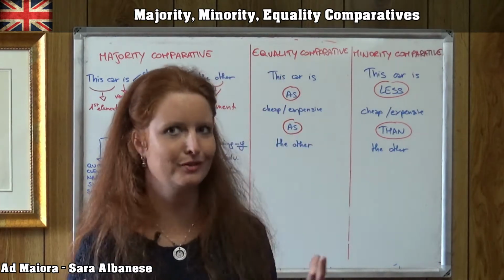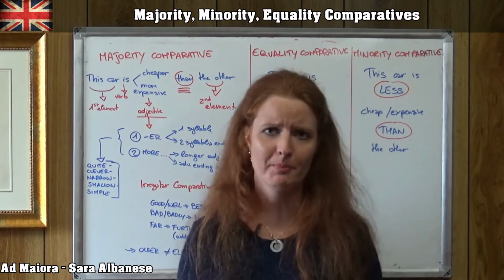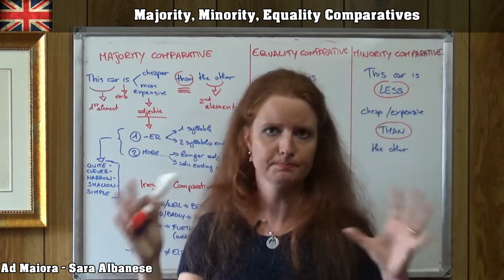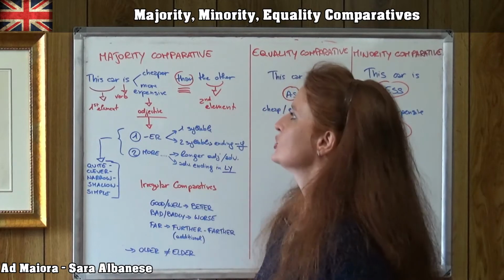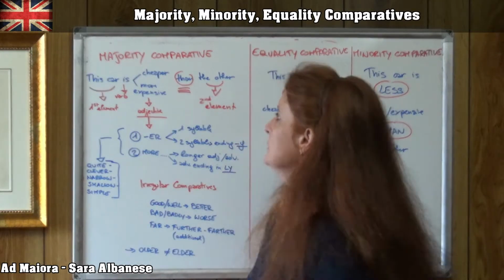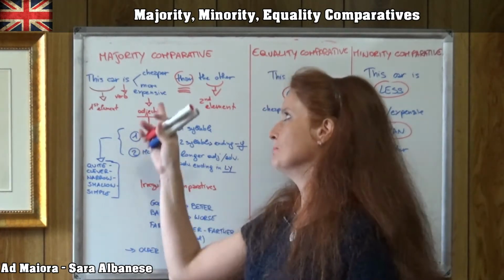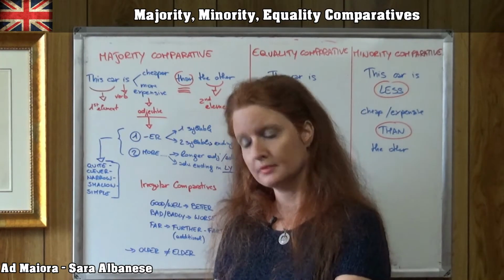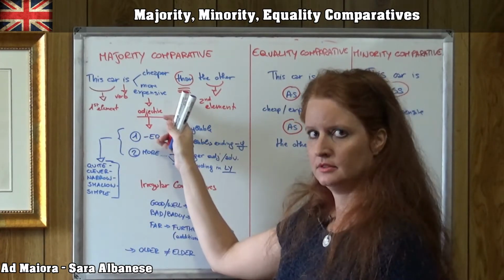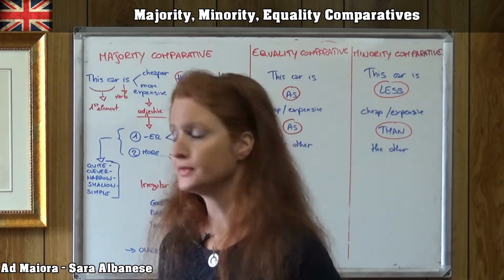So let's start with the majority comparative, which is probably the most difficult. The other two are very, very simple. I made an example. It's very basic, just in order to give us the structure. So this car, the first element, is, obviously, cheaper or eventually more expensive than the other one, which is the second element of the comparison.